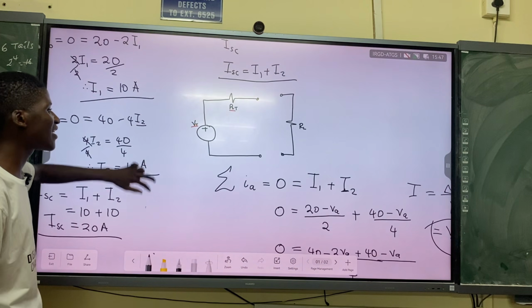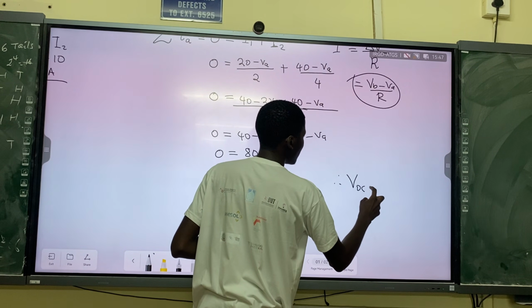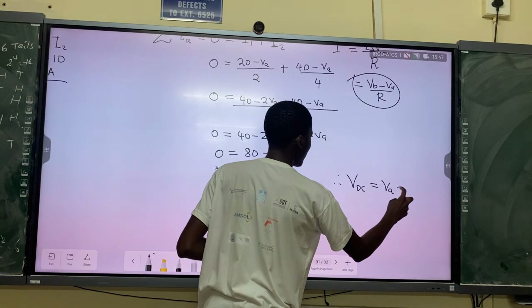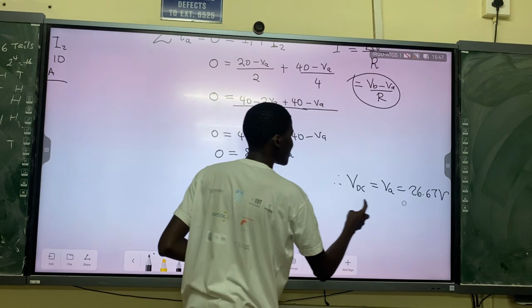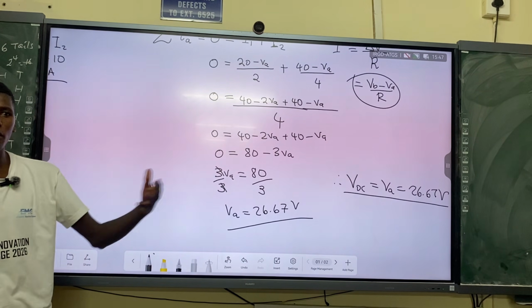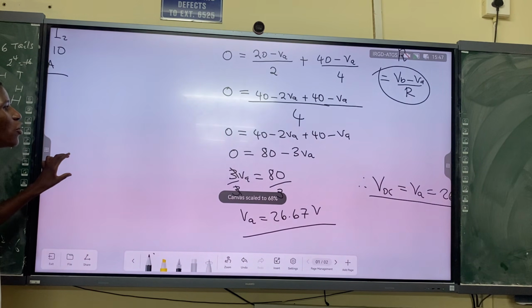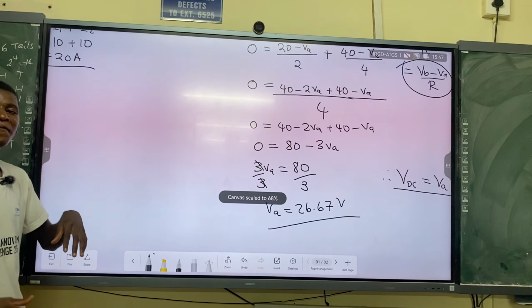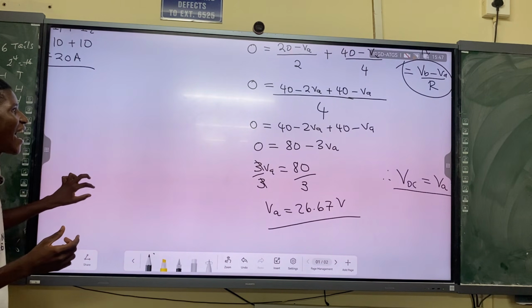Therefore, V OC, since we say that it is V A, is going to be 26.67 volts. So this is my open circuit voltage. No, this is my Thevenin's voltage. And now, knowing Thevenin's voltage and knowing the short circuit current, we can find the total resistance. No, Thevenin's resistance, the ideal.